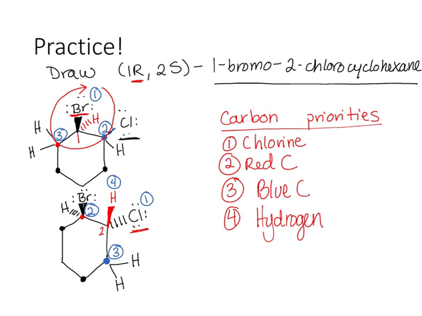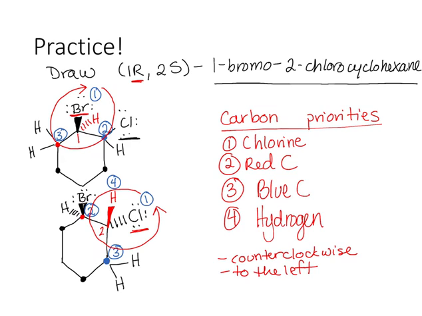Okay, so now let's draw a circle going from priority 1 to 2 to 3. If we're imagining a steering wheel, we're turning it to the left, or counterclockwise. So is that R or S? That should be S, right?